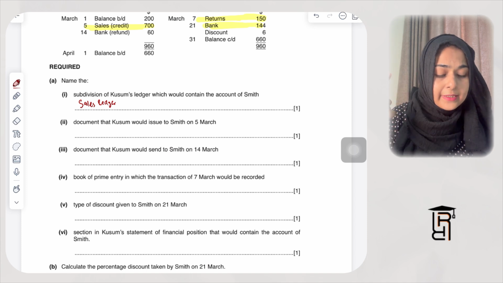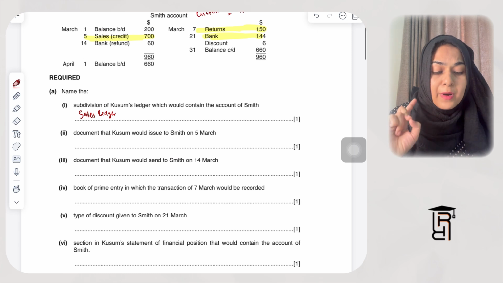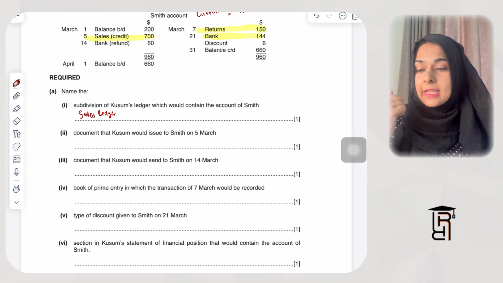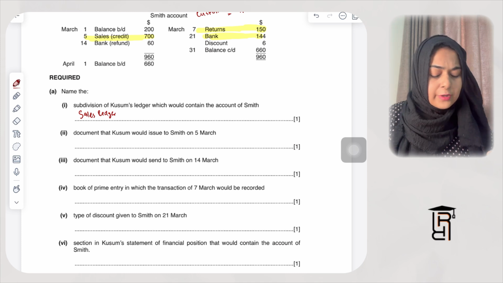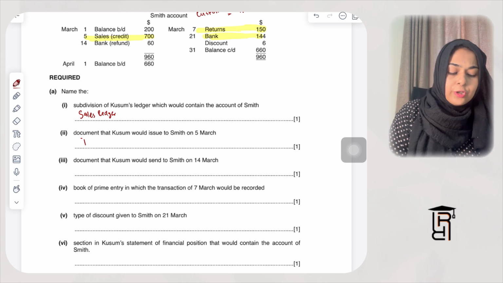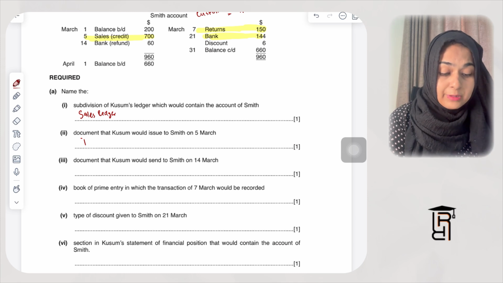The next part says: document that Kusum would issue to Smith on March 5th. March 5th is when Kusum is making credit sales to Smith. Whenever sales are made on credit, the document that is issued is an invoice. So Kusum will issue an invoice on 5th March to Smith.